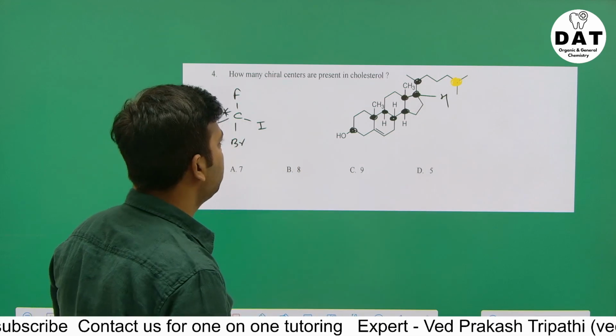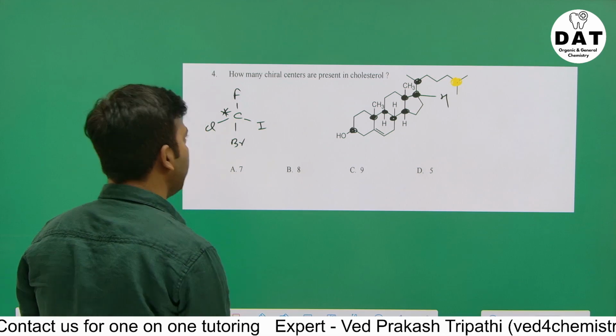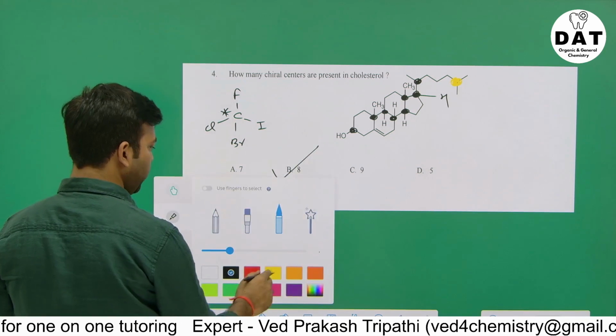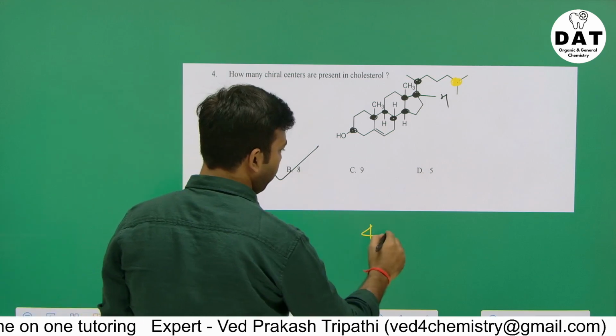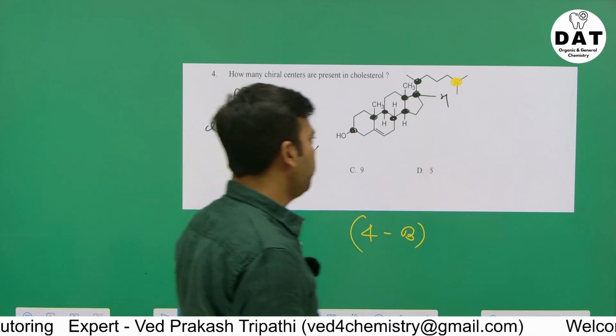So 1, 2, 3, 4, 5, 6, 7 and 8. So we have it. So B is the right choice. So we are in question 4. So question 4 will be B.